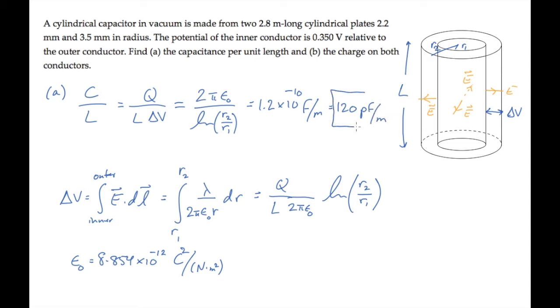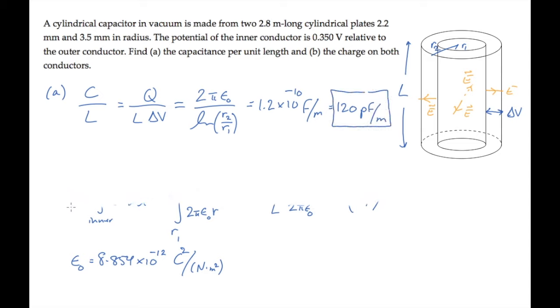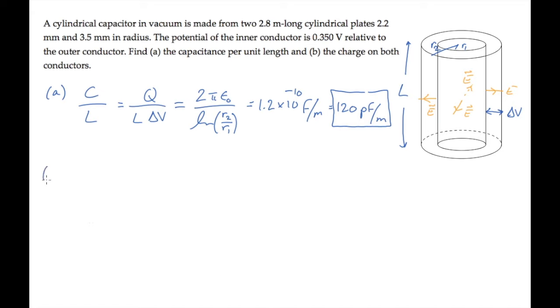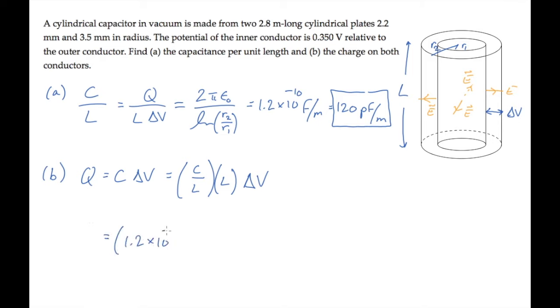Part B asks us for the charge on both conductors. The magnitude of charge is C times delta V, the potential difference, which we can write as capacitance per unit length times the length times the potential difference delta V. We know all those values, so when we substitute them and calculate, we find the magnitude of the charge is 120 picocoulombs. The inner cylinder at the higher potential will have positive charge Q, and the outer cylinder at a negative potential relative to the first will have negative charge of the same magnitude.